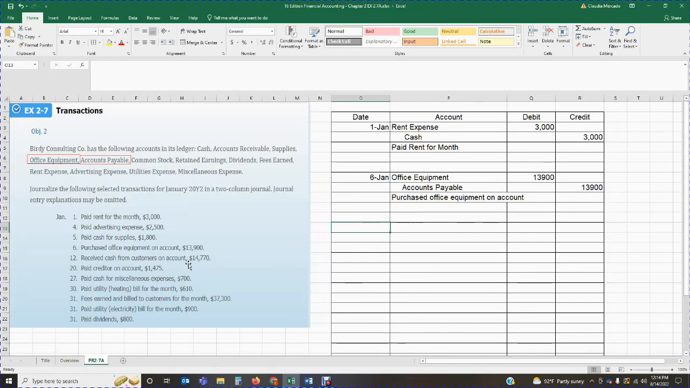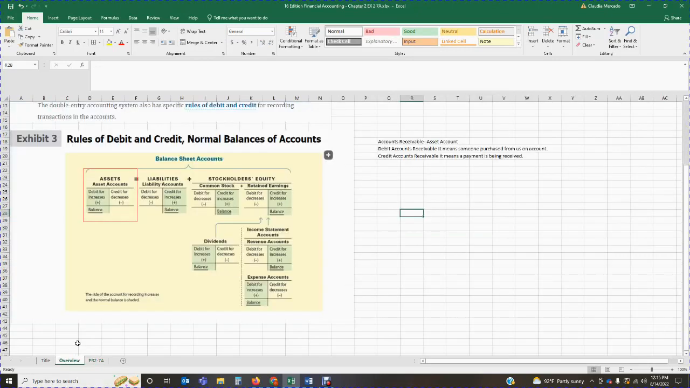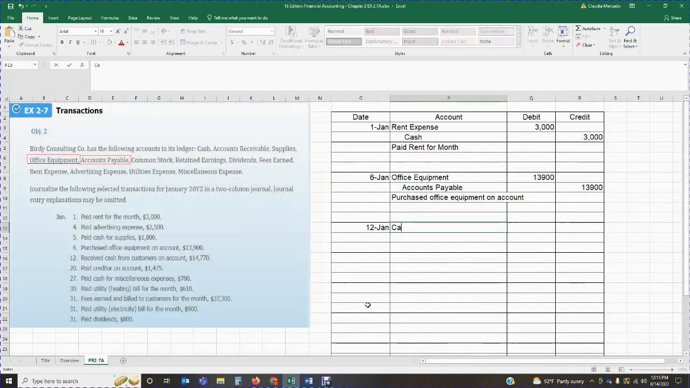This is happening on the 12th. So we received cash from customers. What did we get? Cash. So if we receive cash and we have more cash, we're going to debit cash. Let's look at what happened. My cash increased. It's a plus sign. So that means I have to debit my cash account. So cash will be debited for $14,770. Then it says you receive cash from customers on account. People owed us money and they paid us back $14,770.